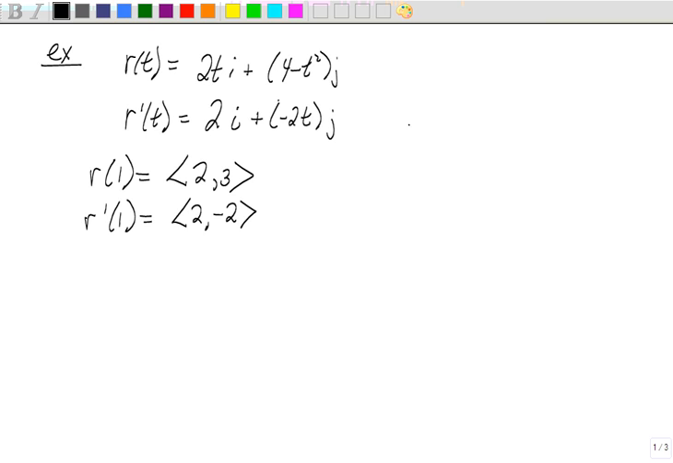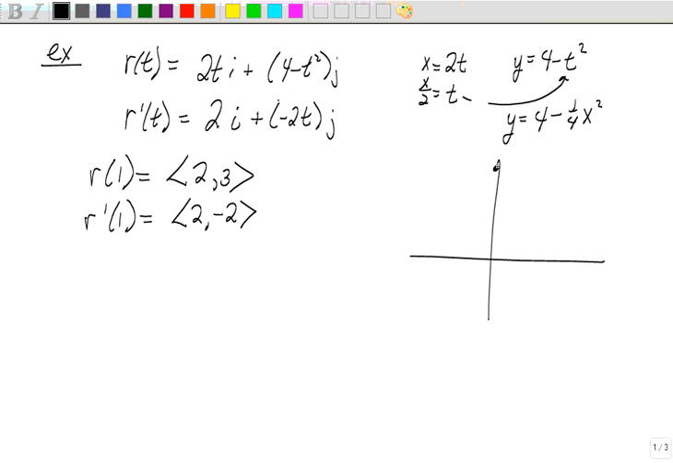So if I sketch this, first, let's eliminate the parameter. X is 2t, y is 4 minus t squared, so x over 2 is t, and I'll substitute it back in here, and I get y equals 4 minus 1/4 x squared. So it's an upside down parabola. So at 0, I get 4, and at 2, I get 0. And R1 is a vector 2, 3.